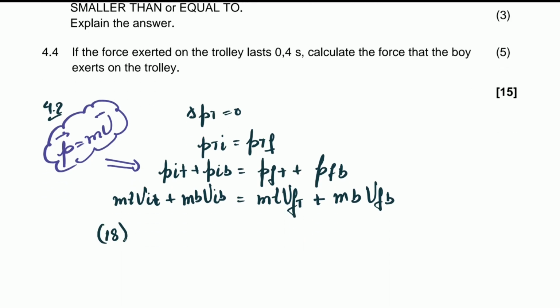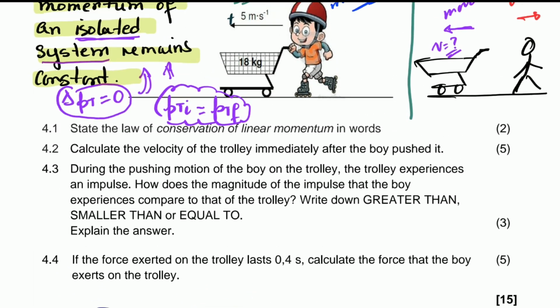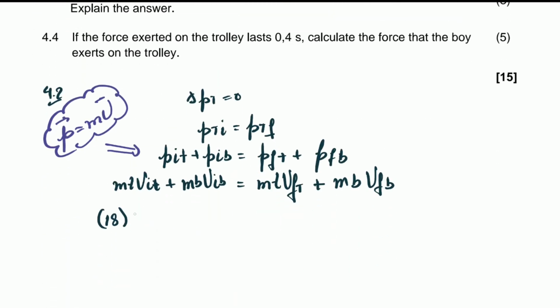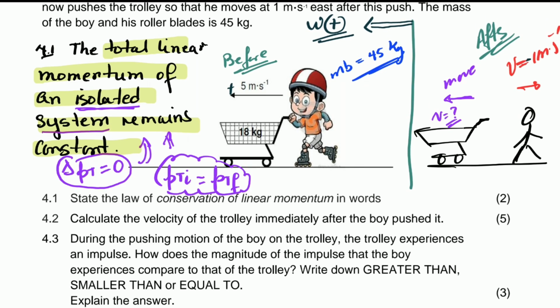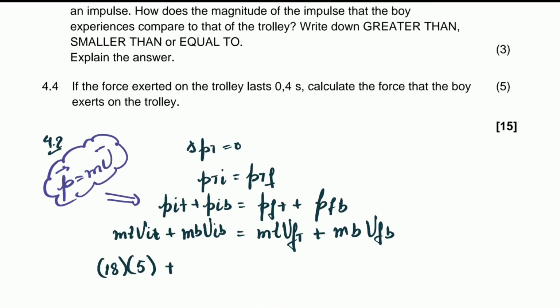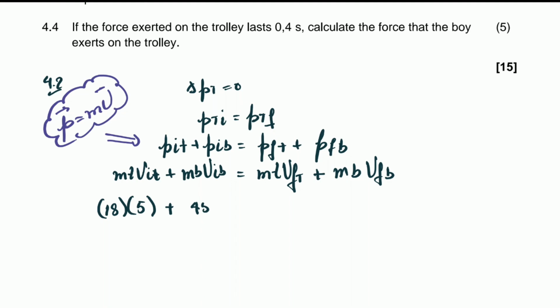kilograms multiplied by the initial velocity of the trolley, which is the velocity that they were moving together, is 5 positive, plus the mass of the boy, which is 45 kilograms, multiplied by the initial velocity of the boy, which is also 5 because it's moving together with the trolley. This one is the mass of the trolley, 18, multiplied by the final velocity of the trolley. We are looking for that one. This is for the trolley, plus 45.